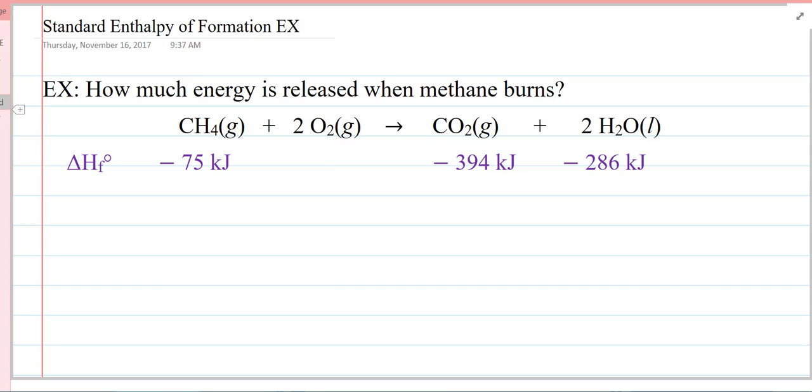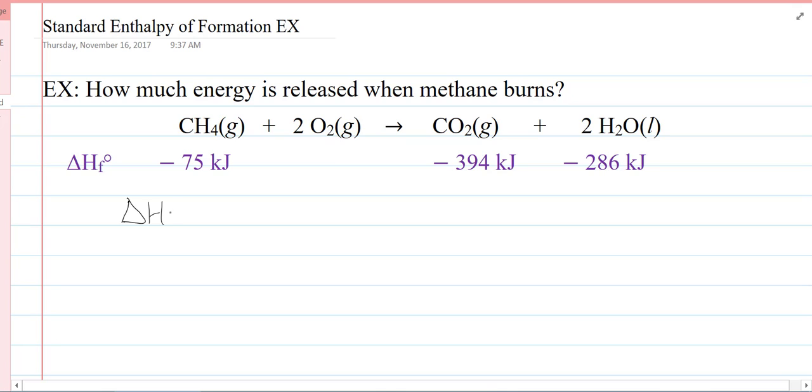That makes sense. So how do we do this? Well, delta H of our reaction is equal to the sum, the standard enthalpies of formation of products, minus the sum of the standard enthalpies of formation of the reactants.